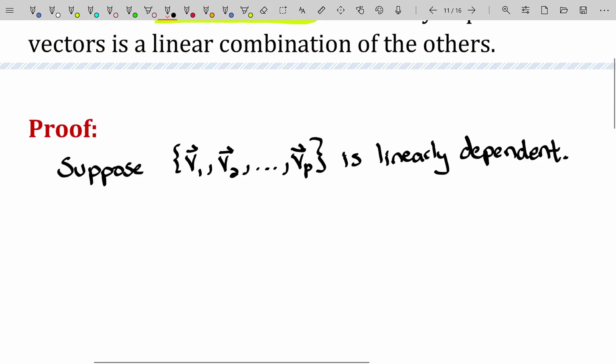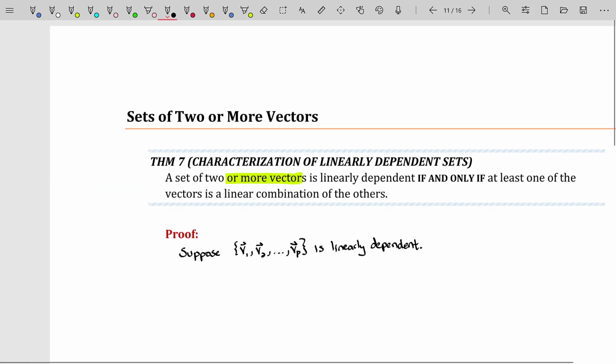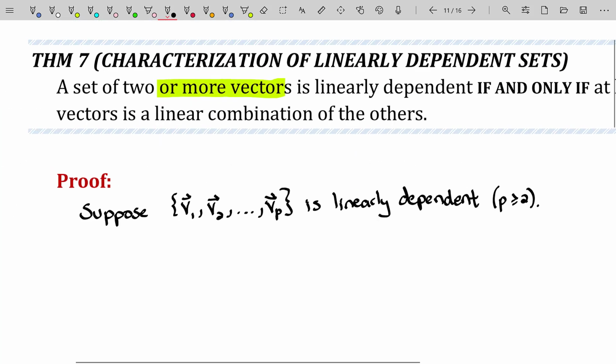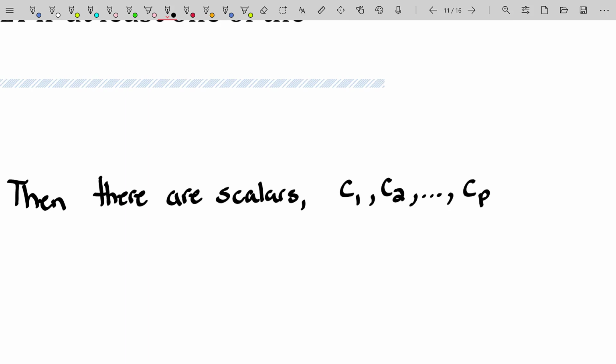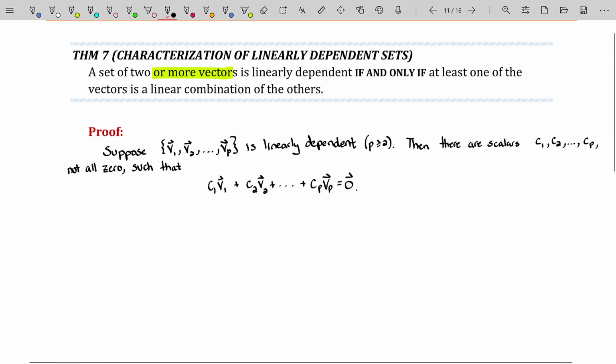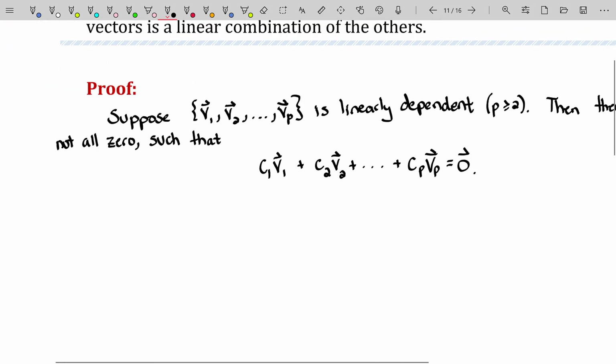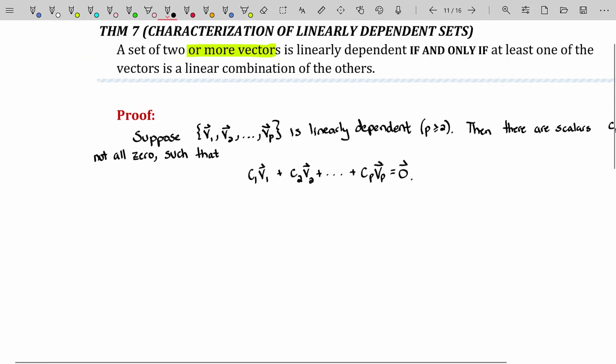Suppose a set of vectors is linearly dependent. So we're starting the forward argument. Notice I listed out two or more vectors. So we're going to assume that p here is greater than or equal to 2. All right, that being said, then there must be scalars c1, c2, all the way to cp that are not all 0, such that the linear combination of those vectors using those weights becomes 0. And remember, at least one of those constants is non-zero.